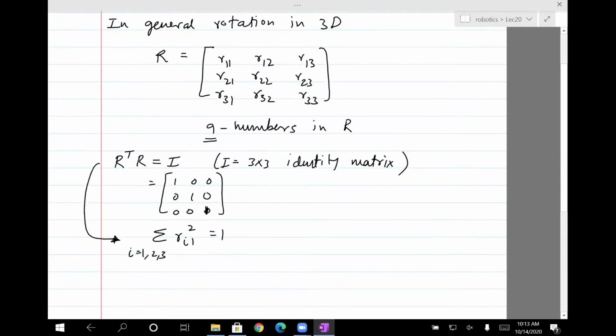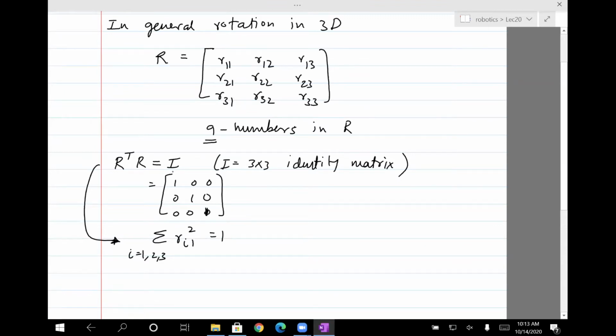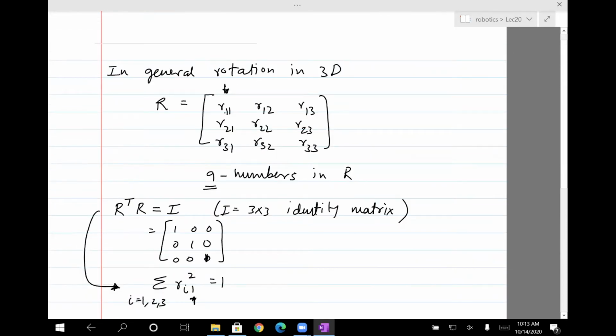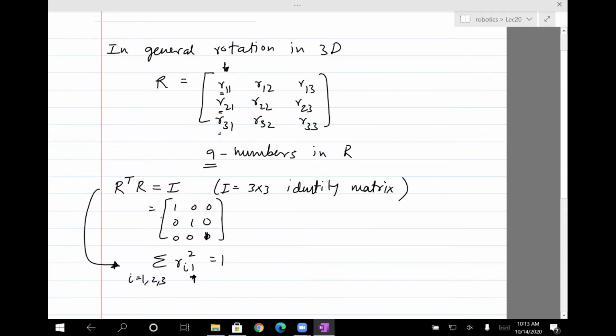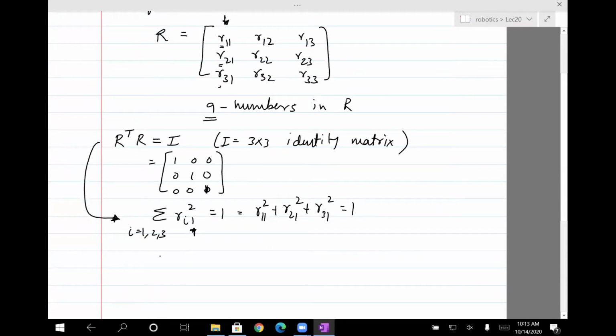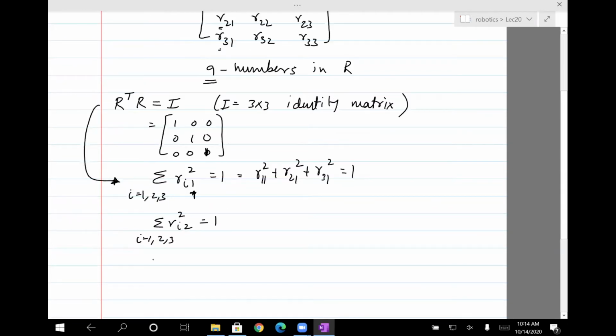So this is saying that if you look at the first column, right, this one, and if you take the square and sum these elements, r11 squared plus r21 squared plus r31 squared equals 1. That's always equal to 1, the sum of that. Similarly, we have r_i2 squared equals 1, and then the same thing for r_i3 squared equals 1.